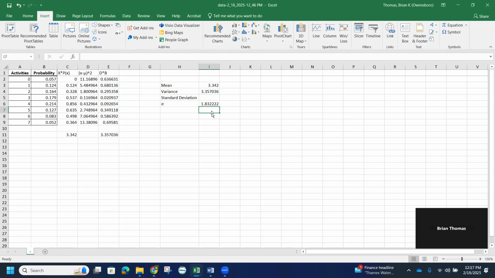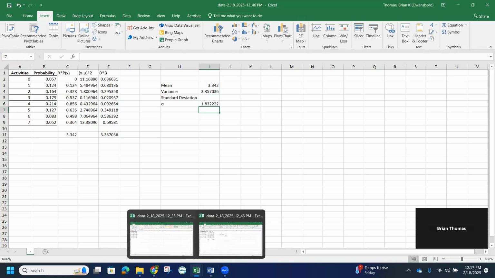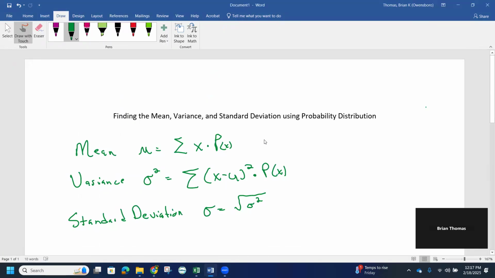So remember, these all have to be rounded to probably the first decimal place. So 3.3, 3.4, and 1.8 would be your mean, variance, and standard deviation. So Excel can do some of this math, but you have to do a little bit of work inside of Excel. So the first thing we need is to know these formulas. And then we can apply these formulas inside of Excel.